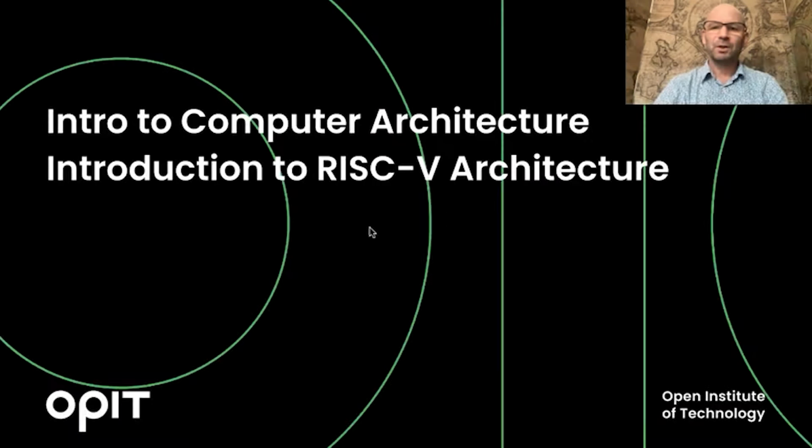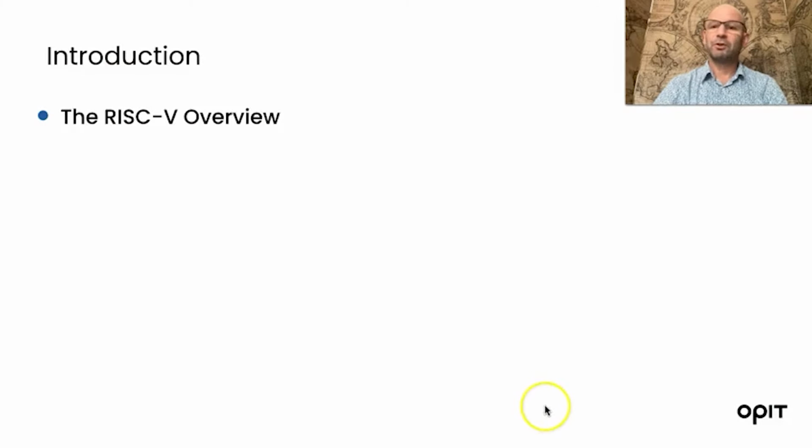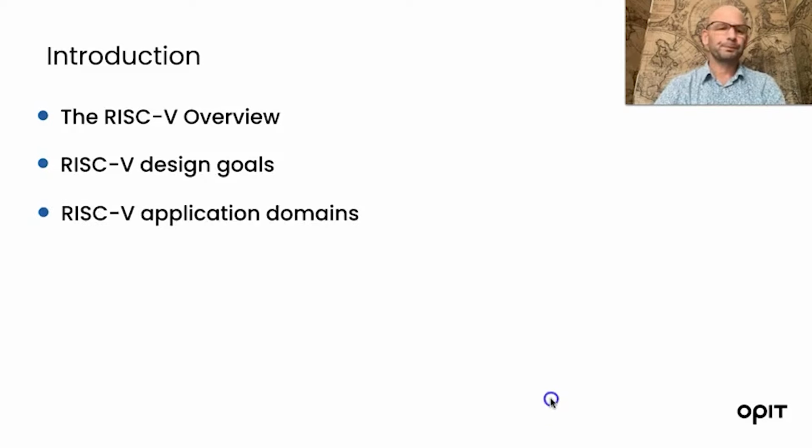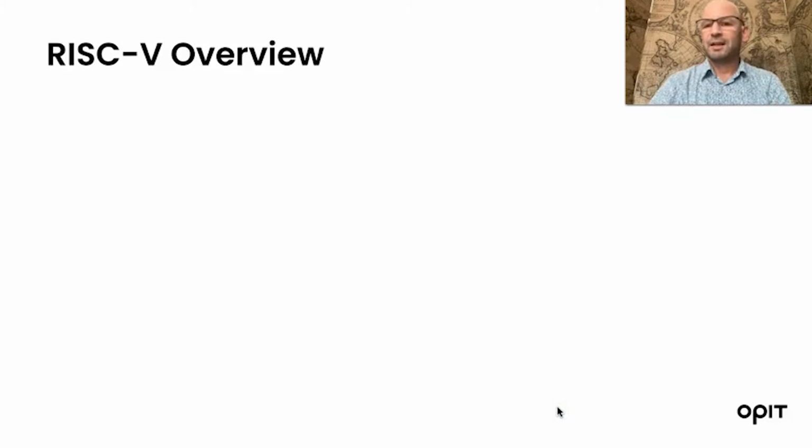Hi everyone. In this session we're going to do a very general overview of the RISC-V architecture. First off, we'll do an overview of the RISC-V architecture. We'll look at the design goals. We'll look at the application domains, and then the RISC-V register set. Now this textbook that we're using, the Patterson textbook, puts a whole chapter on the RISC-V architecture, but we're running out of a little bit of time in this course, so I'm just going to go through a really general overview of the RISC-V architecture.